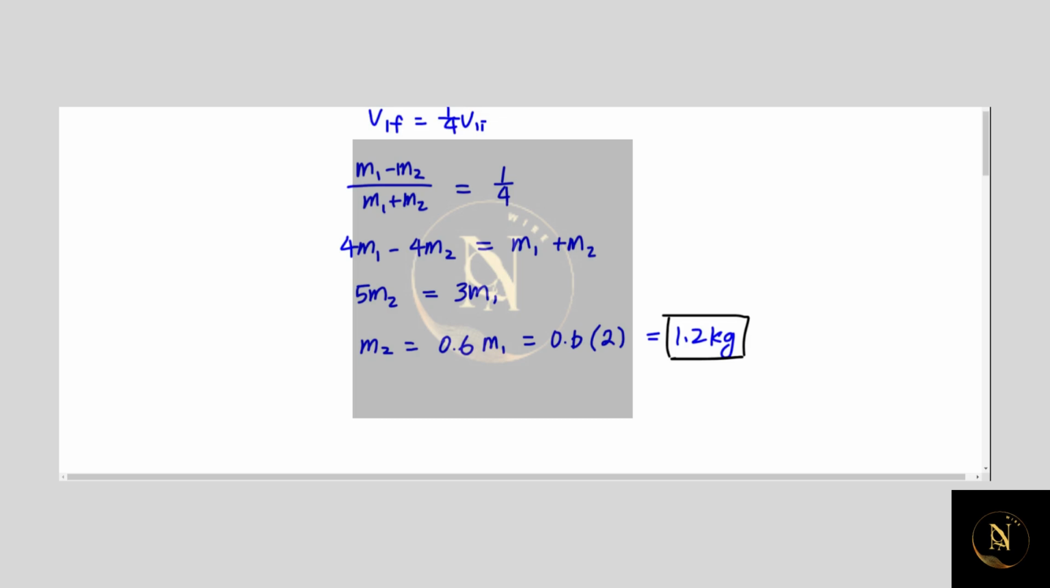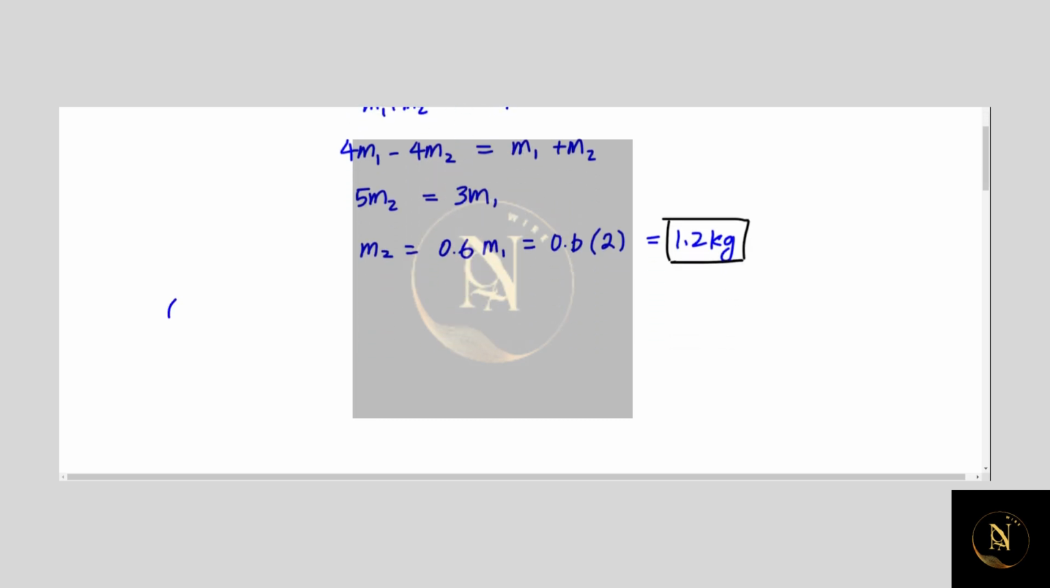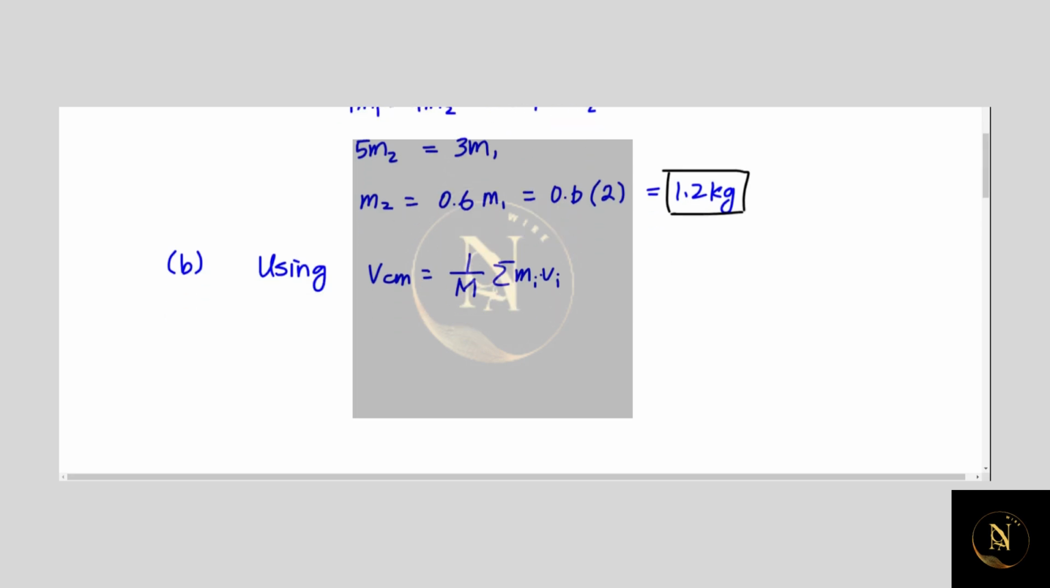Then in part B, we want to find the VCM if the initial speed of the 2 kg body was 4 meters per second. Here we'll be using the formula VCM equals 1 over the total mass times the sum of mi vi. So we'll be using the before situation.